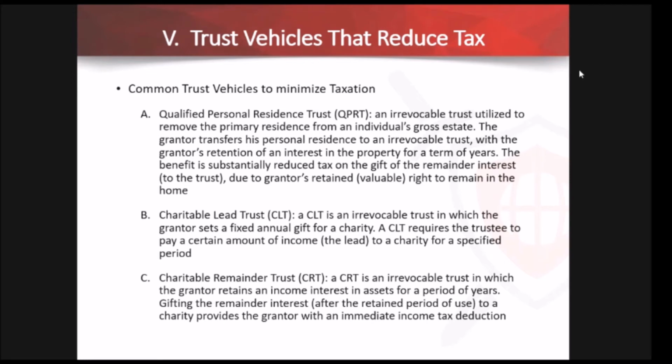So again, you don't get a step up at death, but you're able to get the value out. You freeze the value at it, and you reduce the gift tax in this transaction. So it's a great thing.